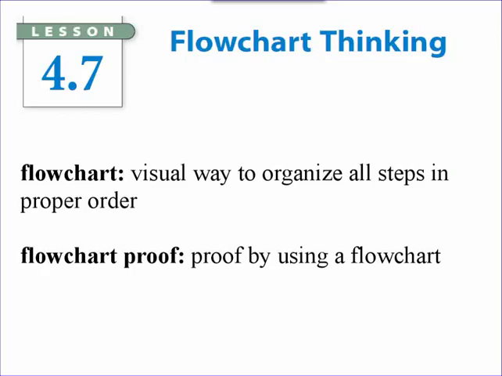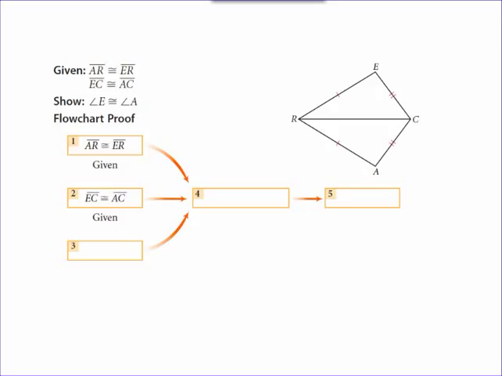So first of all, a flow chart, again, is a visual way to organize all steps in a proper order. And so what we're going to do right now is go ahead and look at a flow chart proof. And so here you go. A flow chart proof is right there. Now what we need to do here is go ahead and identify each of the missing steps.